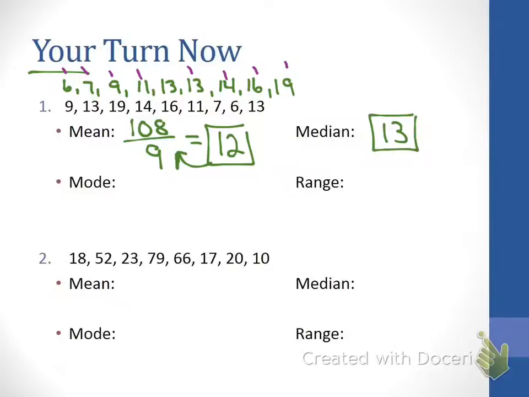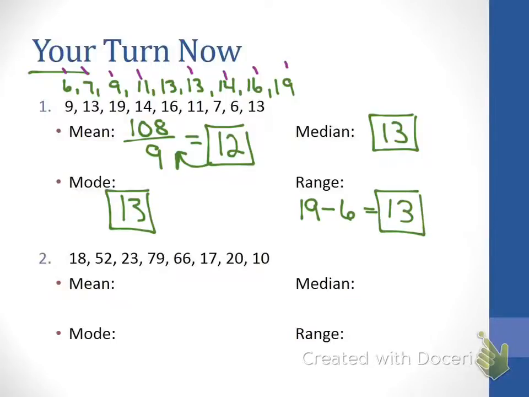What's my mode? 13. It occurs twice. And what's my range? 19 minus 6 equals 13. Did you show me what you subtracted by? Okay, make sure you show me that work.